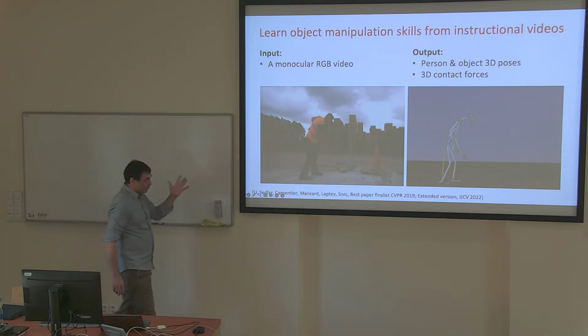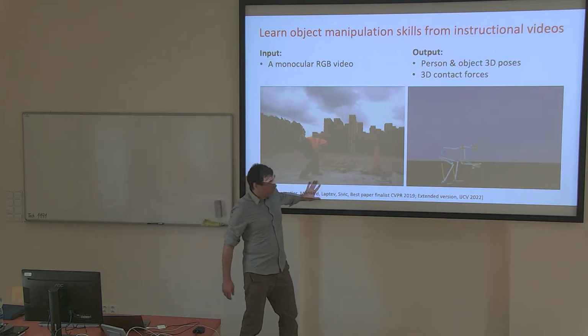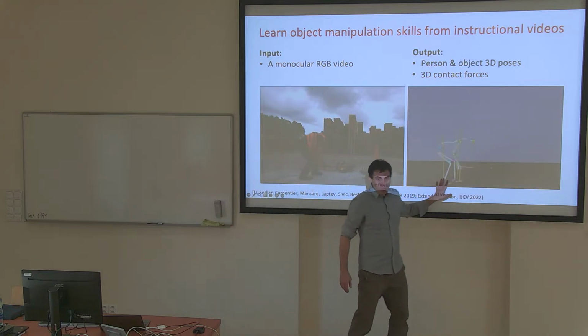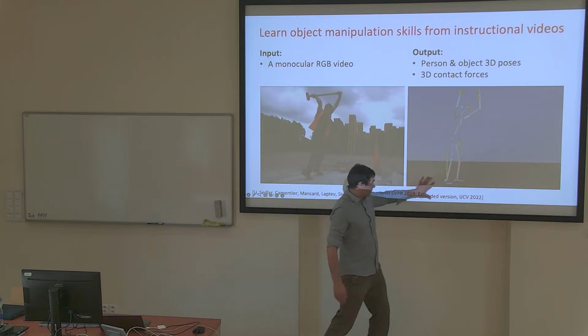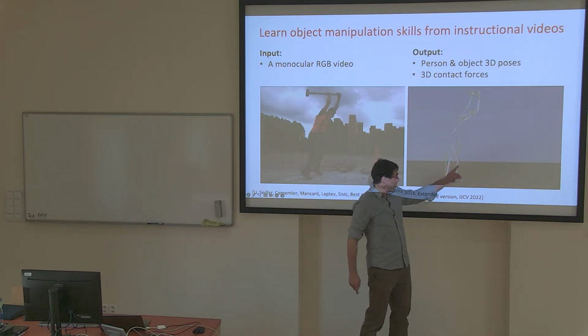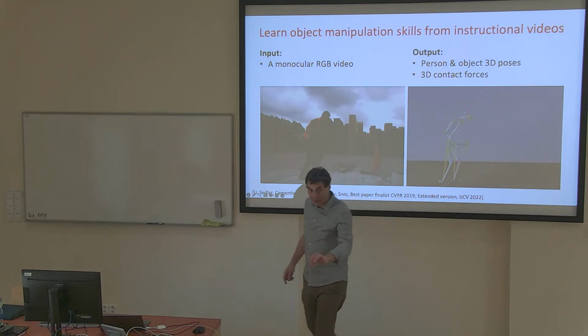Here is an example of a first work a few years back. This is a YouTube video where someone is showing how to use a sledgehammer, and this is an extracted motion. From the single video, this is input, this is output, this is a trajectory of the person. The trajectory would be the position of the different joints in 3D over time.